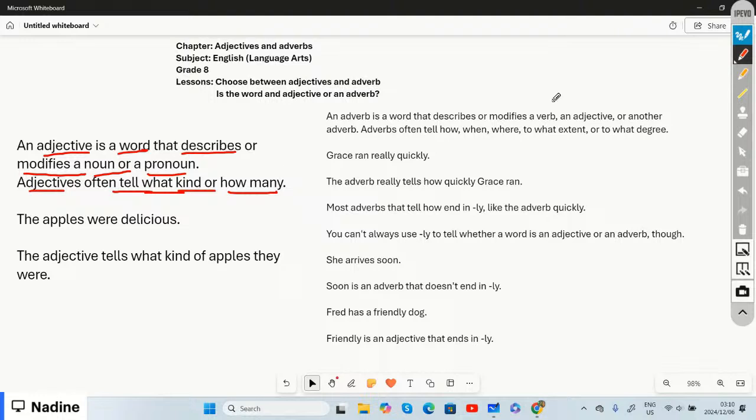And if we look at examples of an adjective, which is a word that either describes or modifies a noun or pronoun, or just tells us more about the noun. And remember, a noun tells us about people, animals, places, or things. Which means that an adjective tells me more about a person, a place, an animal, or a thing, or modifies the person, animal, place, or thing, or the pronoun. And these adjectives either tell us what kind or they tell us how many.